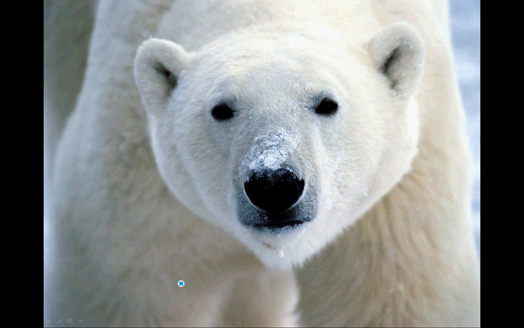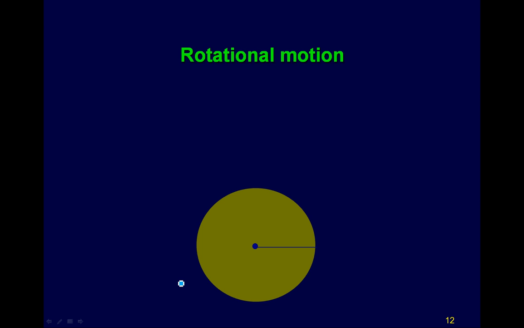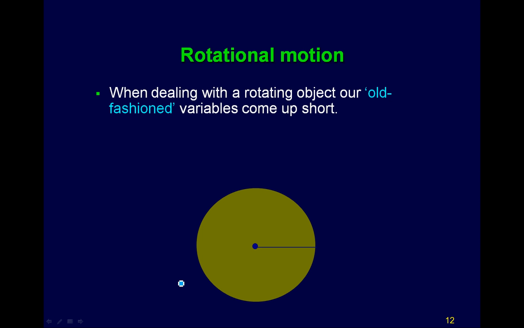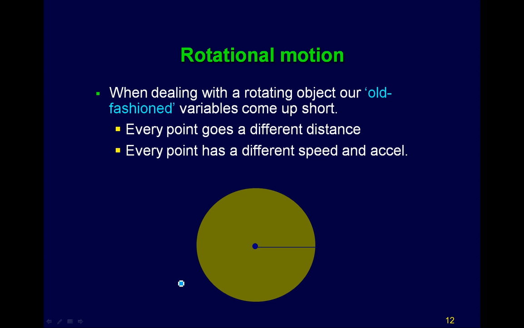This is a picture of a polar bear, and moving on to rotational motion. So we're talking about non-uniform circular motion, and whenever I bring up rotation, we're going to talk about rotational motion a couple of times this semester, I like to back up and remember what we were doing before. So with rotational motion, we found that our old-fashioned variables came up short.